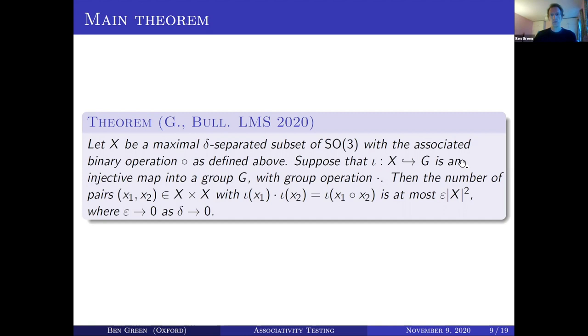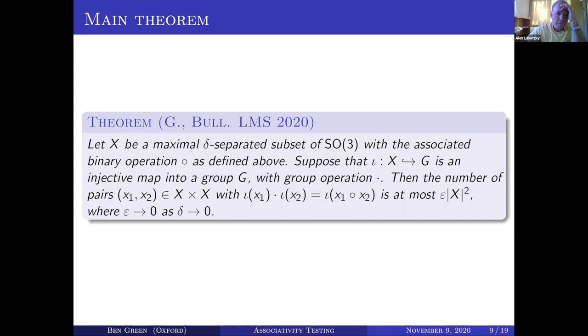Can you say what this means when G is SO3 itself? Yeah, that's a good question. When G is SO3 itself, iota is just the identity, the inclusion. Then this will basically never happen. It will never happen that X1 times X2 is equal to X1 circle X2. So another way of saying that is that this implies, for instance, that there do not exist finite sets X that are even weakly closed under multiplication in SO3.